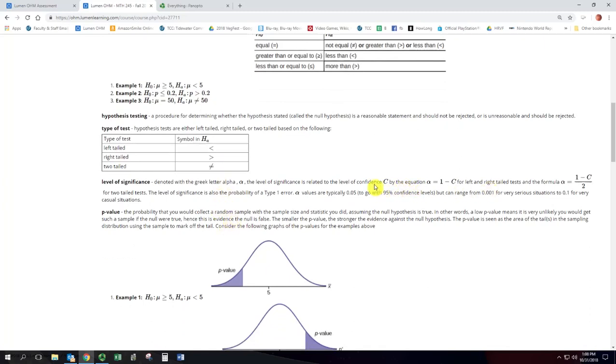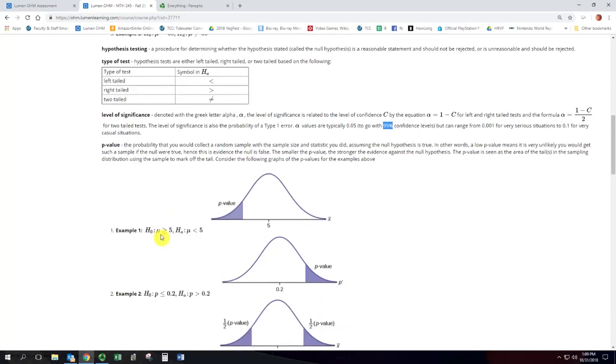One of the connections with the confidence intervals is we had that level of confidence C, like I was 95% confident in my confidence interval. We now look at the complement of that, subtract that from 1. A 95% confidence interval goes with alpha, Greek letter alpha, level of significance of 0.05, so 5%. All right, so we're working with alpha instead of C for these problems.